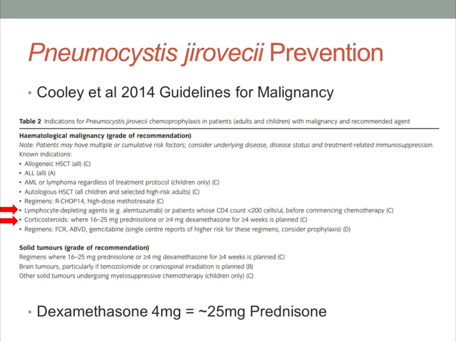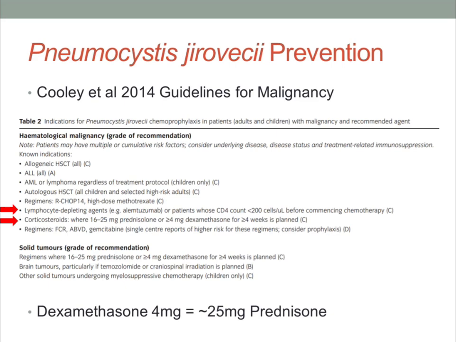So alemtuzumab, which is a conditioning regimen sometimes with solid organ transplant as well, or corticosteroids. The dose, we'll talk about the different guidelines, but it's somewhere between 20 to 30 milligrams per day of prednisone equivalent, or dexamethasone, for over 4 weeks. So not just 1 or 2 doses, but if you're really doing it for more than 4 weeks, that's when you consider prophylaxis. But you'll see there the grade of recommendation is a C.